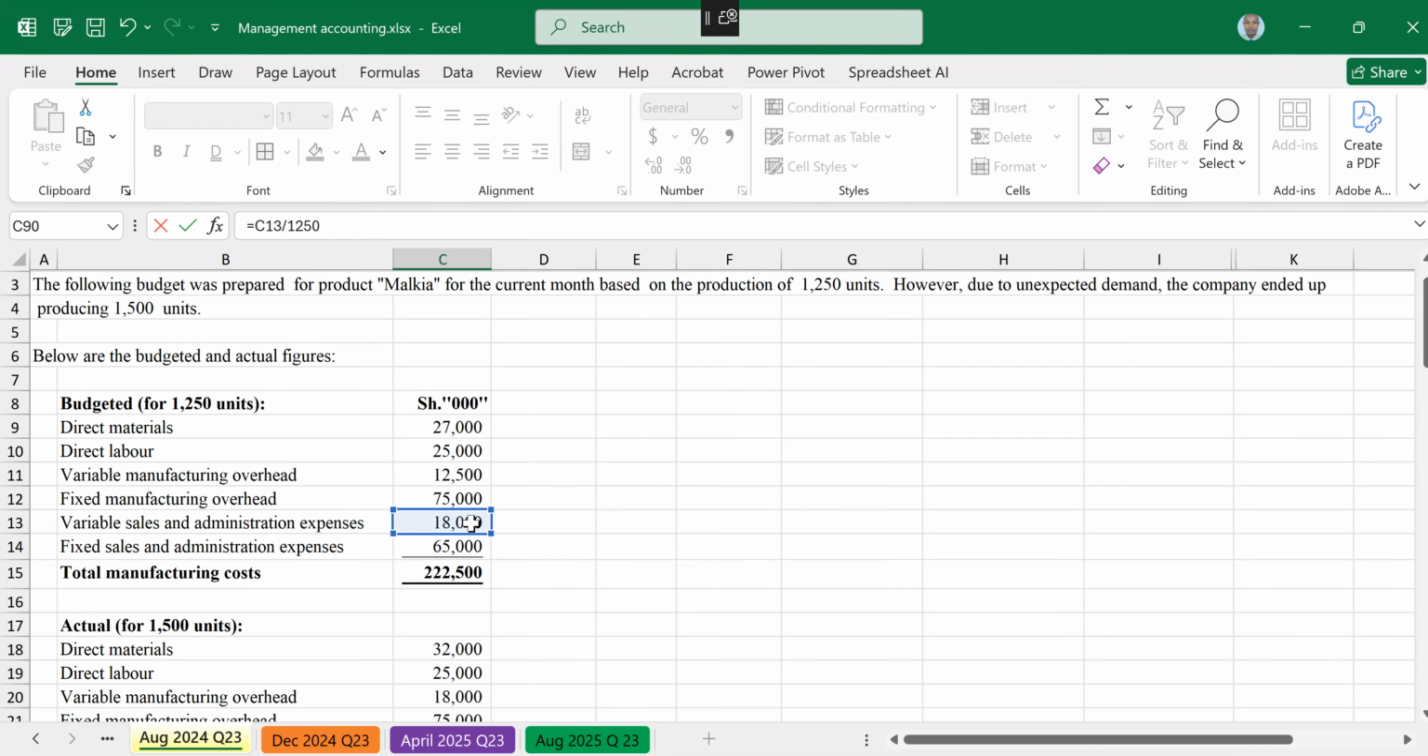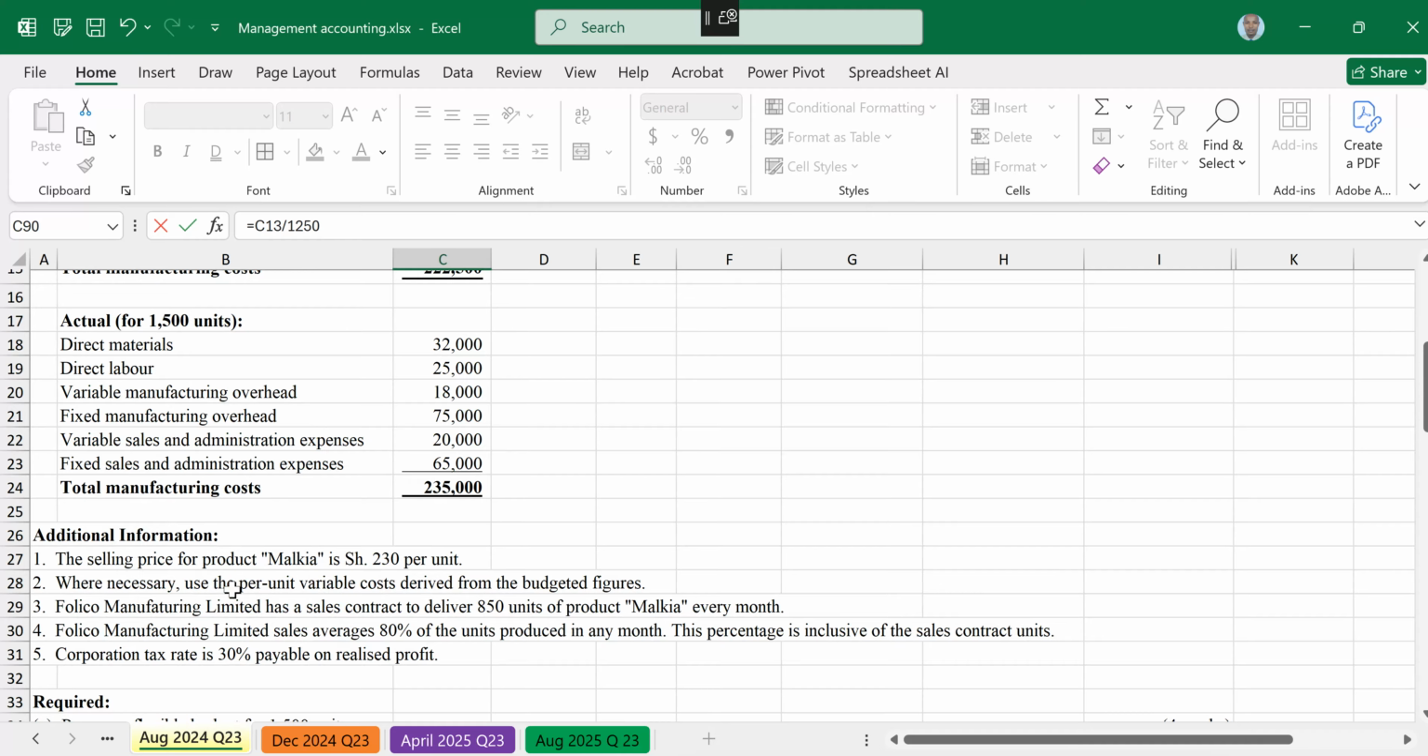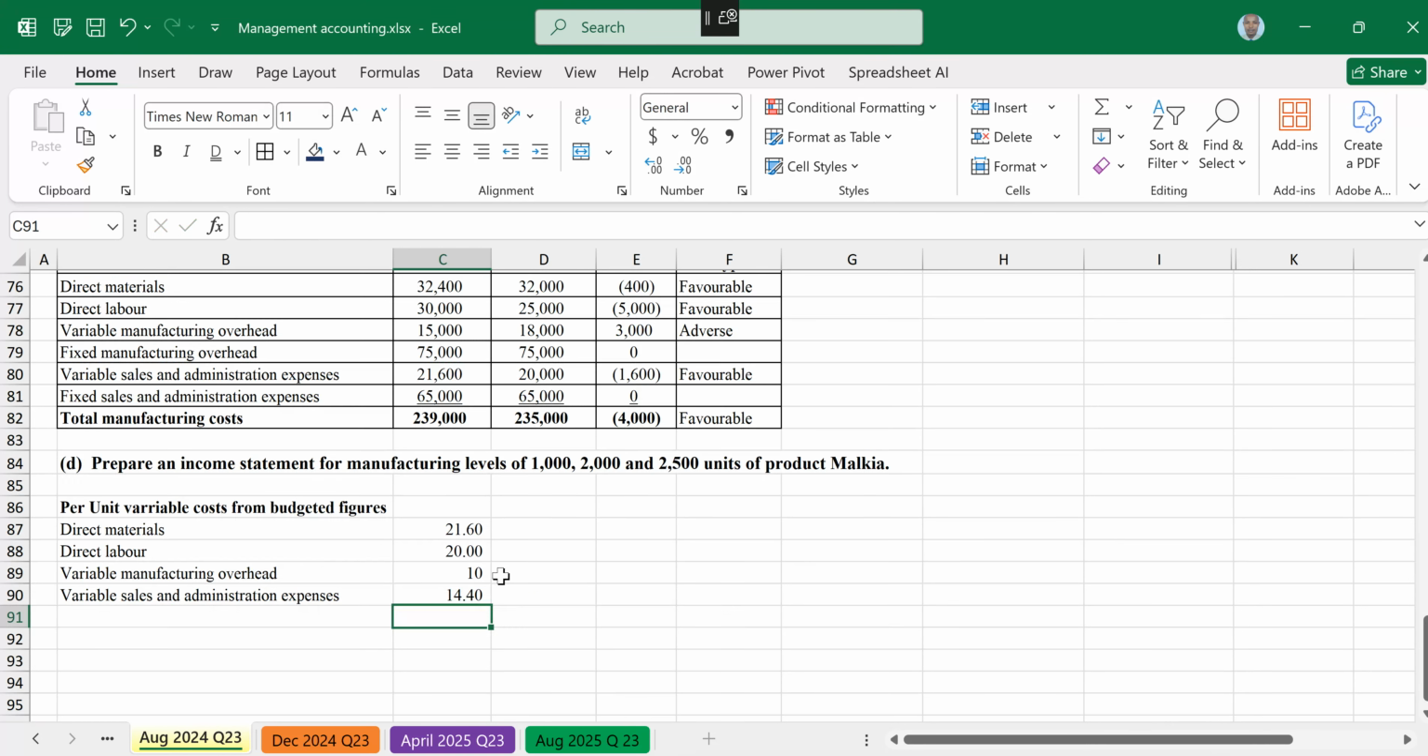Now they said here that where necessary, use the per unit variable cost derived from the budgeted figures. So that's what I'm doing. Those are the items that will help us in this income statement.